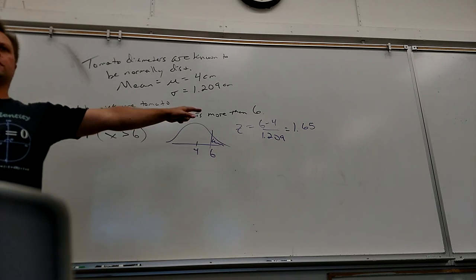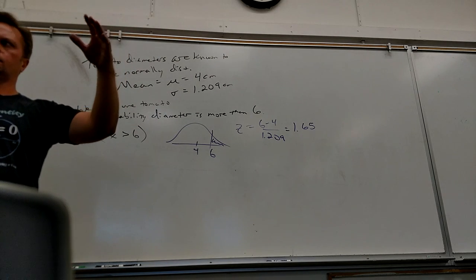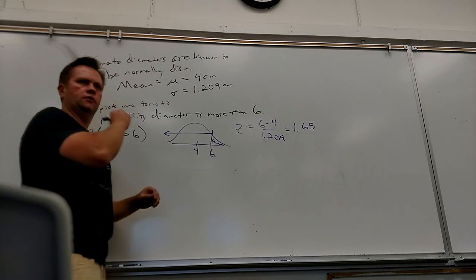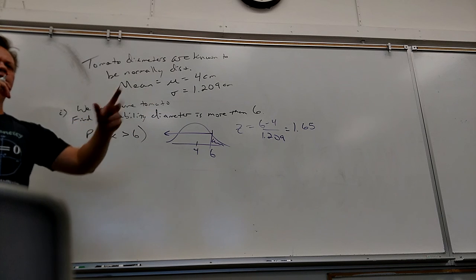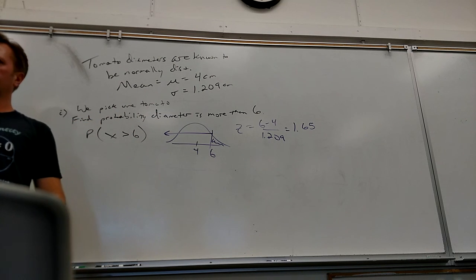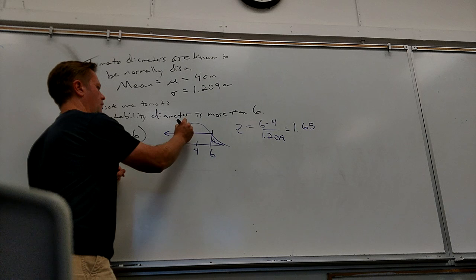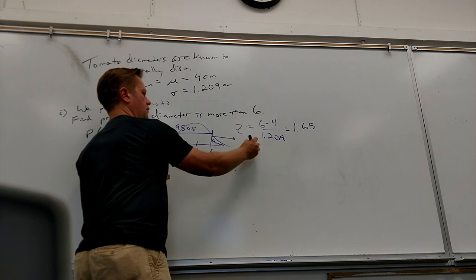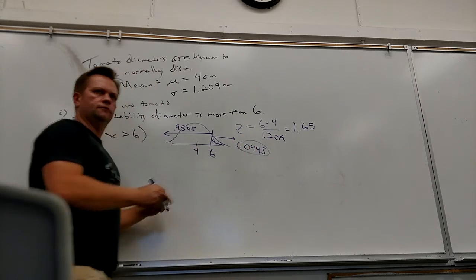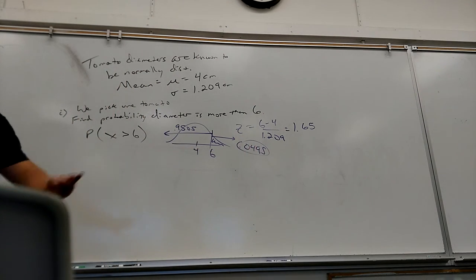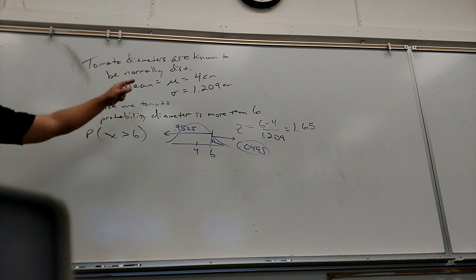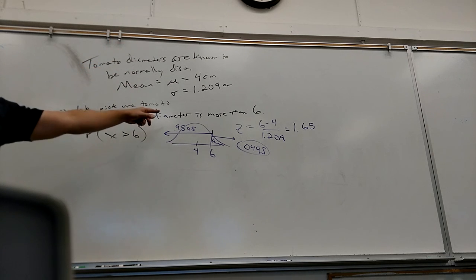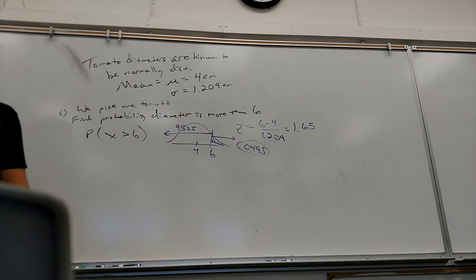So when you look at 1.65, obviously it's not going to be the answer. Because whenever you look up a z-score, you get the area below something. So what do you get when you look up 1.65? 0.9505. So my actual answer is going to be 0.0495. So about a 5% chance, if I pick a tomato out of this group, I'm going to get one that's got a diameter more than 6 centimeters.